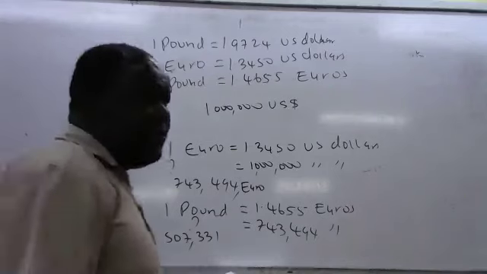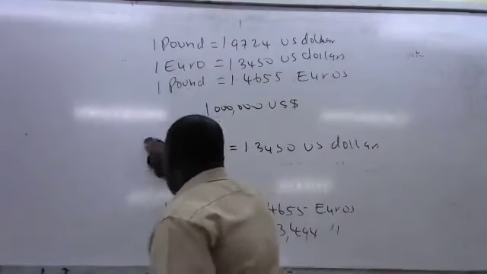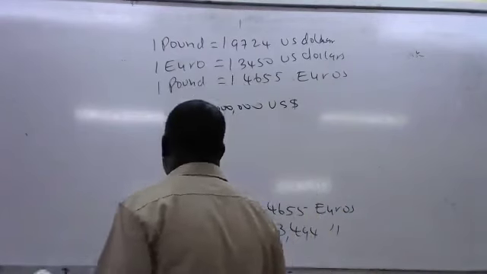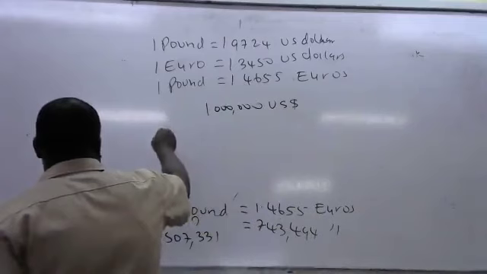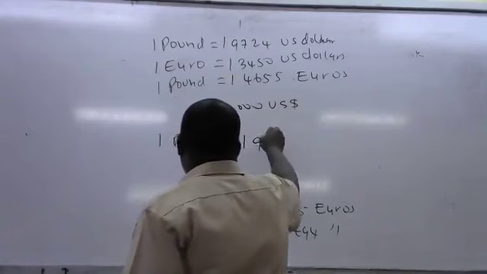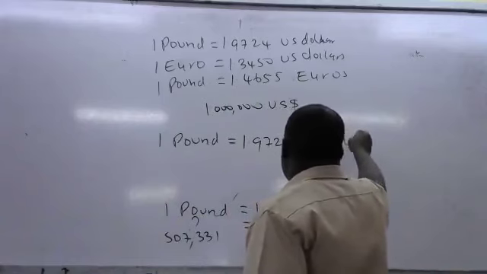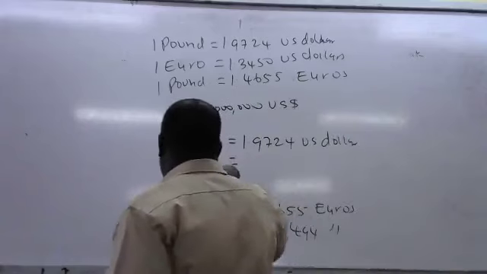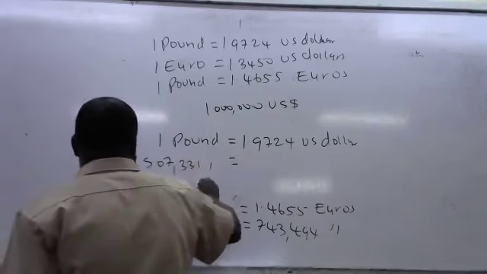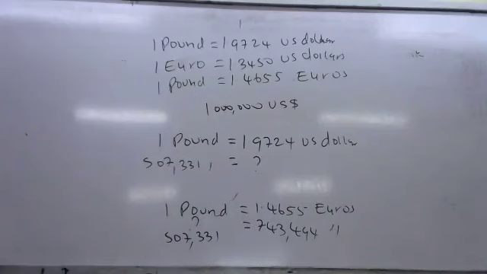You convert the pound back to the dollars. So when you convert the pound into the dollars, 1 pound is equivalent to 1.9724 US dollars. But now we have seen there are 507,331 pounds. So when they are converted into US dollars, it will give us around which figure?